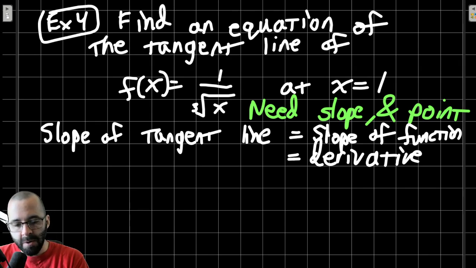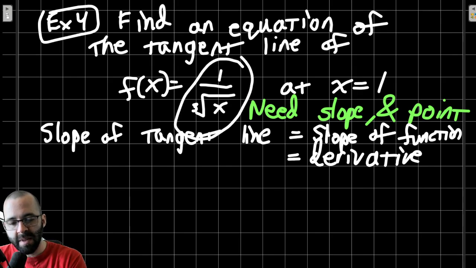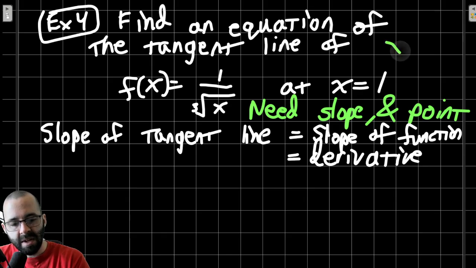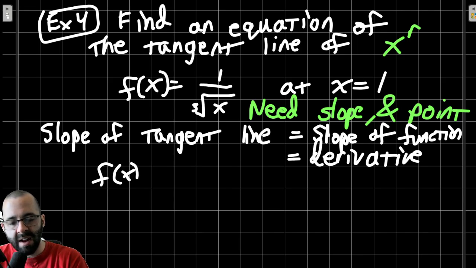Okay. So this is not in the form that we want, right? The form that we want is x to the r. And this has two problems with it. It's in the denominator and it has a radical. So we're going to have to use both of those rules that we talked about earlier and rewrite this function.